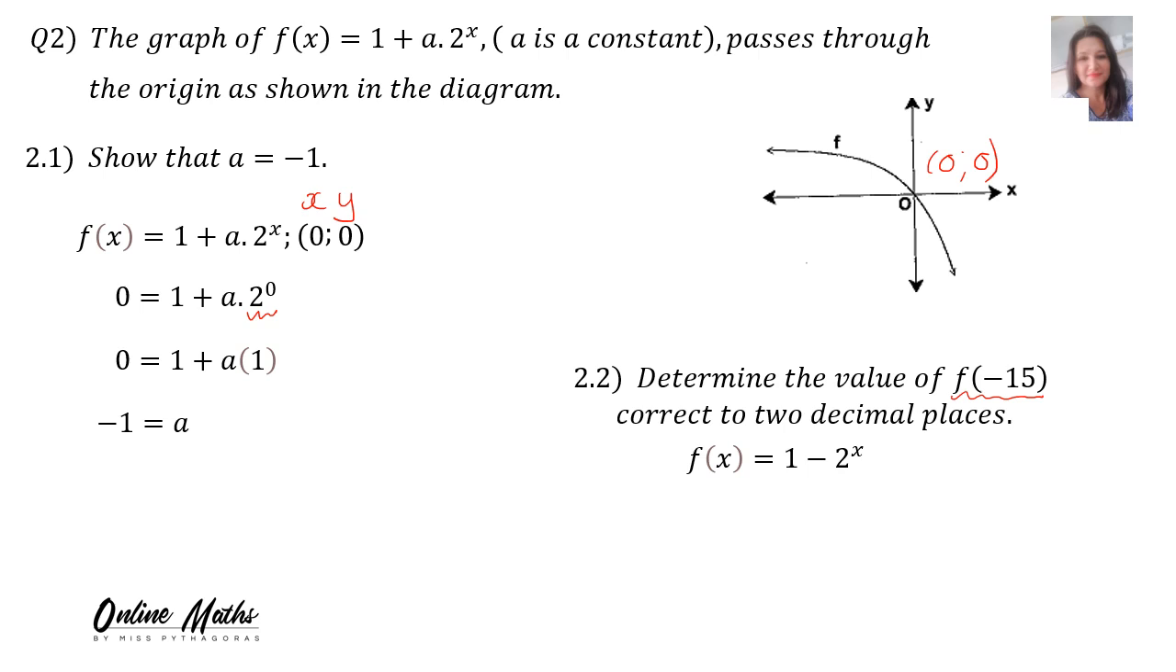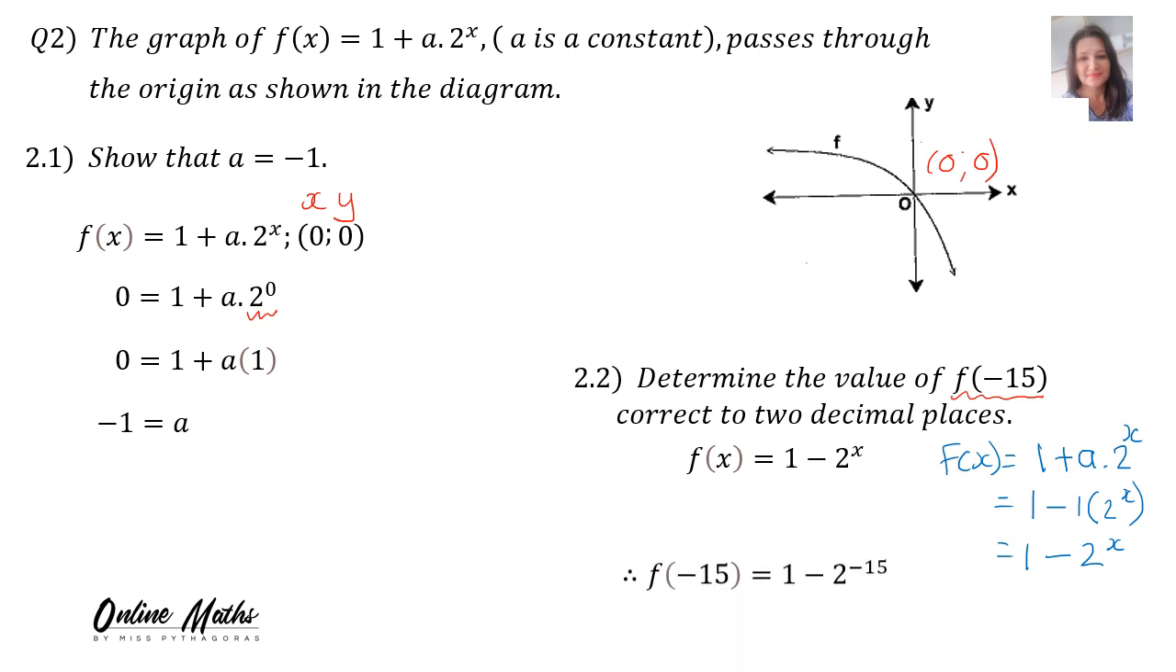Now, let me show you where that comes from. Remember, our equation was f of x is 1 plus a times 2 to the x. And then we calculated that a's value was negative 1, so negative 1 times 2 to the x, and this becomes 1 minus 2 to the x. That's where I got that from. Now back to the sum. Therefore, f of negative 15 is equal to 1 minus 2 to the power of negative 15. And you slot all of that into your calculator and you end with y is equal to 0.99.